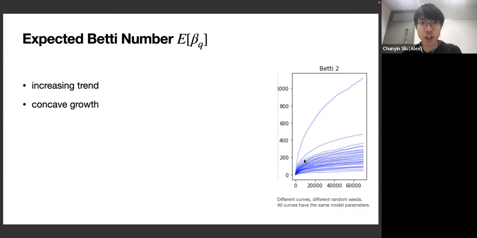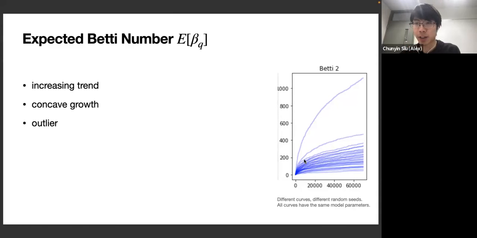The other observation is that the growth is somewhat concave. This is not too surprising because if you work out the asymptotics of the number of triangles, that too is concave. And since you need the triangles to form second dimensional cycles, it's not too surprising that the growth is not too fast. In particular, it's concave.